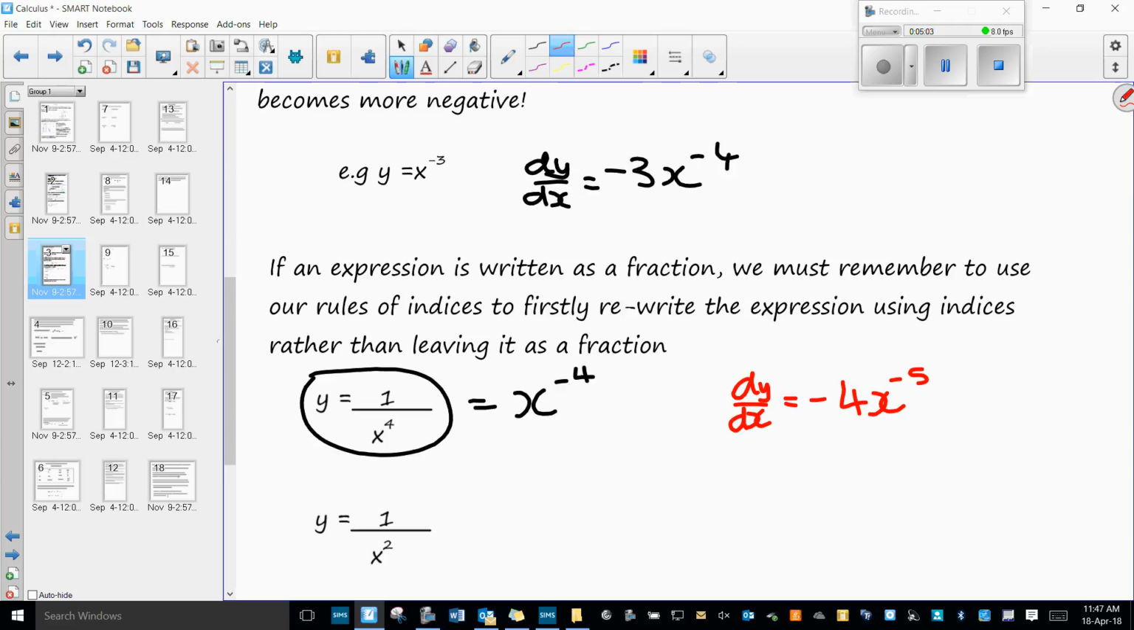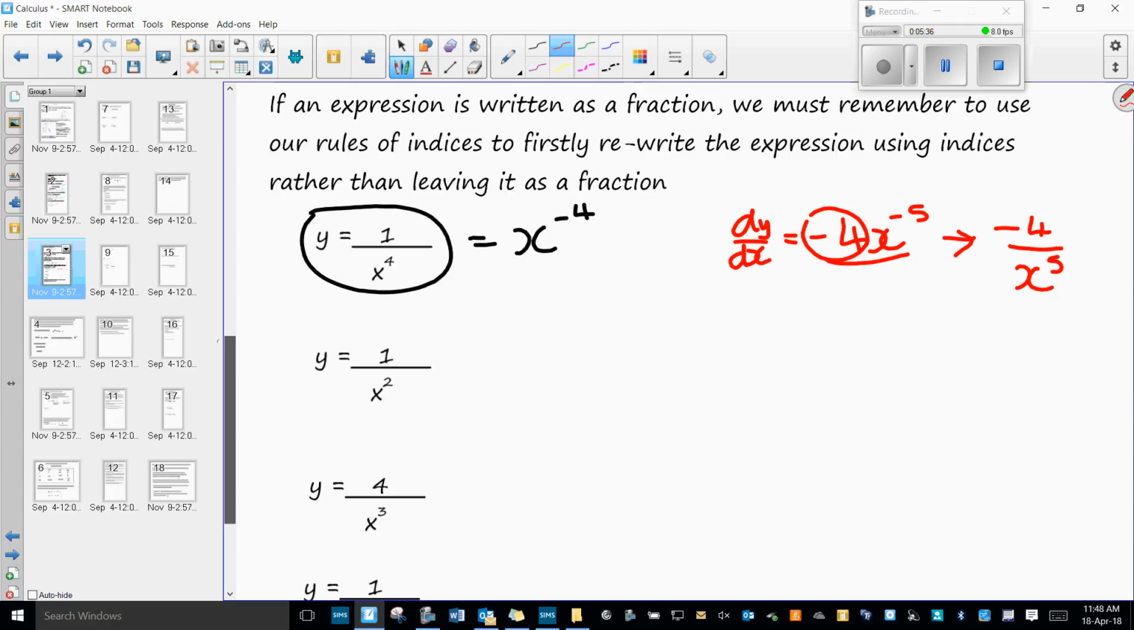Had I wanted to rewrite this back into the original format, how else could I do that? What would it look like? If I wanted to go back to looking something similar to this. 1 over 4x to the power... Not quite. Remember, this negative 4 is actually not to the power. So it would be negative 4 over x to the power 5. Which I've probably given away a question that I was going to ask later on here.